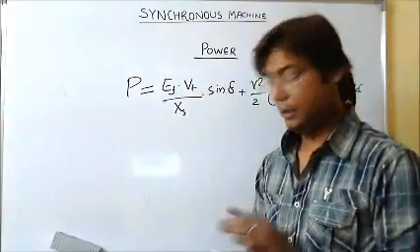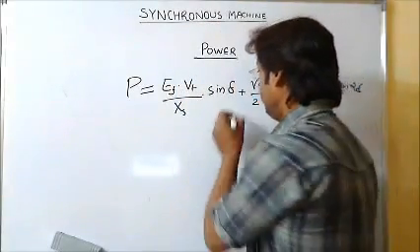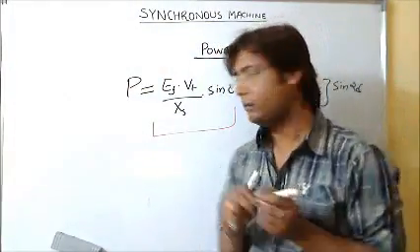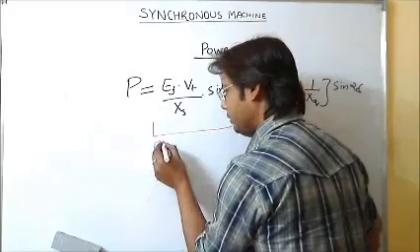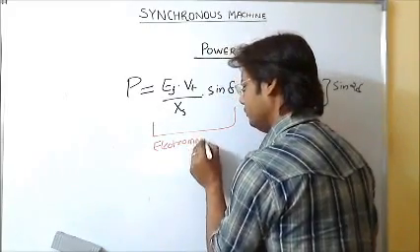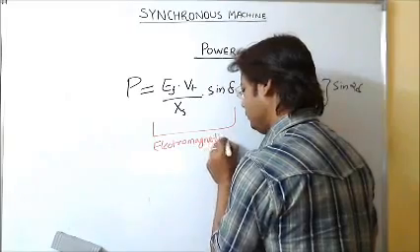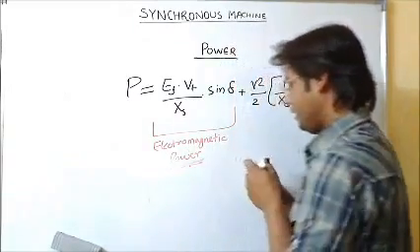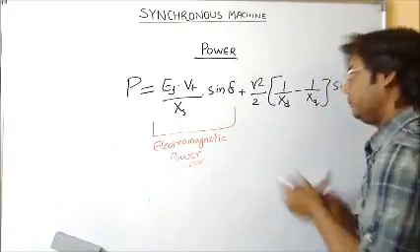There is a thing which is called the electromagnetic power. This is called the electromagnetic power. And this is called the reluctance power.